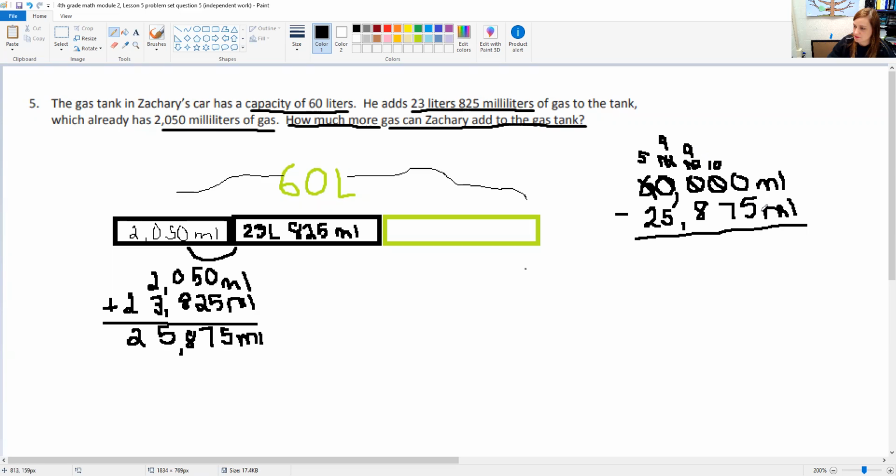Still not helped yet. So let me borrow one more time. So I'm going to change this to 9. And that gives me a group of 10 to put over here now. So I can say 10 minus 5 is 5. 9 minus 7, 2. 9 minus 8 is 1. 9 minus 5 is 4. 5 minus 2, 3.